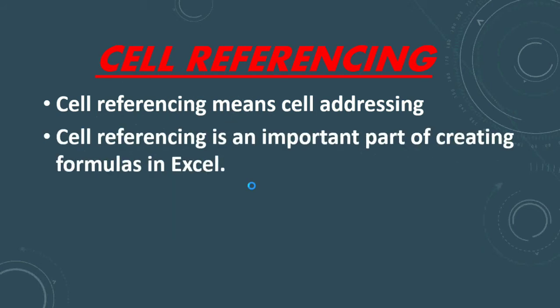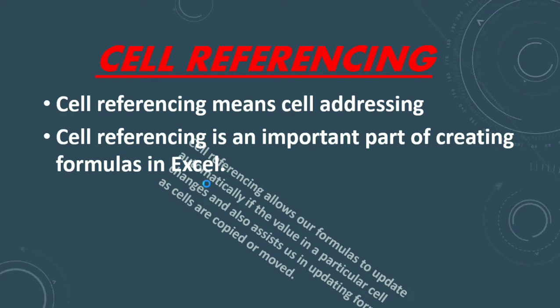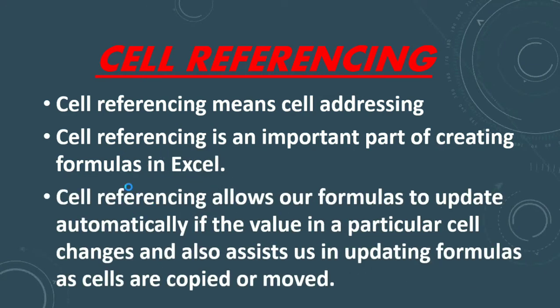Cell referencing is an important part of creating formulas in Excel. It is used to create formulas. Cell referencing allows our formula to update automatically if the value in a particular cell changes, and also assists us in updating formulas as cells are copied or moved.